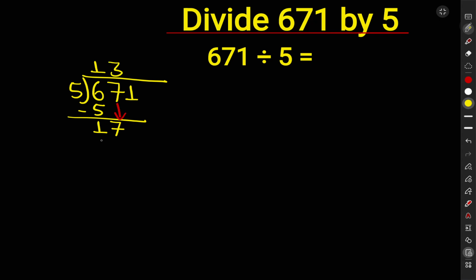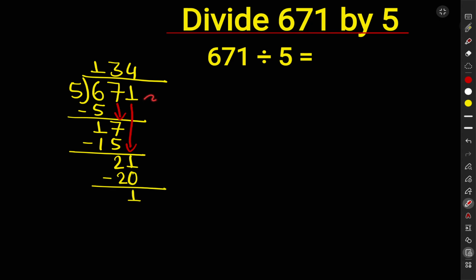5 times 3 is 15. On subtracting we get 2. So again we put down this 1 and it is 21. 5 times 4 is 20. On subtracting we get 1.